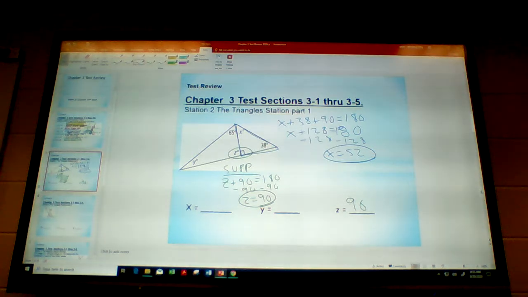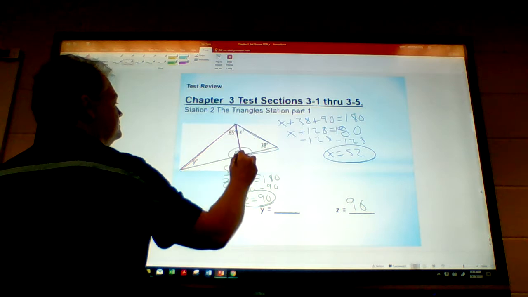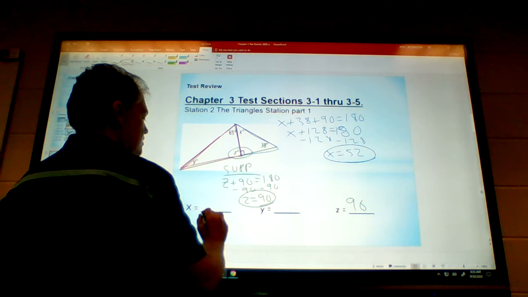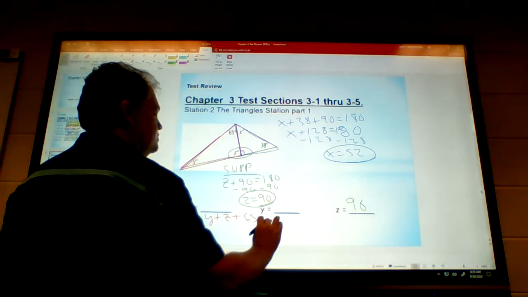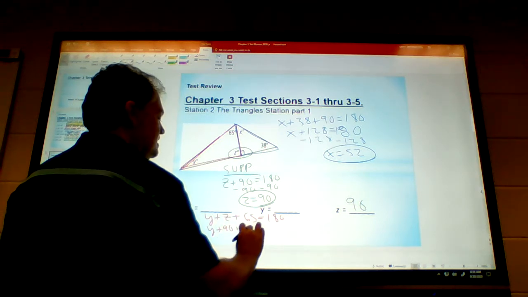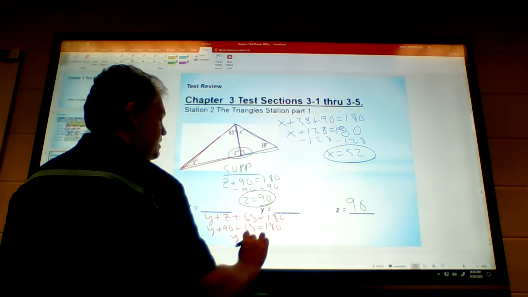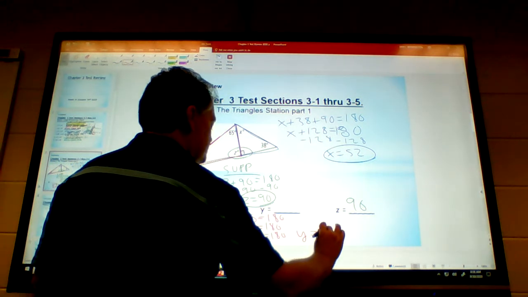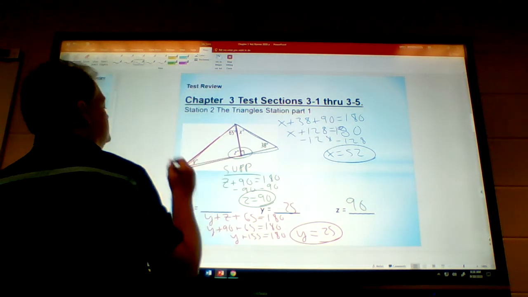All right, and the same thing goes for this last one here. I'll do that one in red. Okay, so Y plus Z plus 65 equals 180. Well, we know what Z is, so Y plus 90 plus 65 equals 180, which means that Y plus 155 equals 180. So that means that Y equals 25 degrees. And then X equals 52.